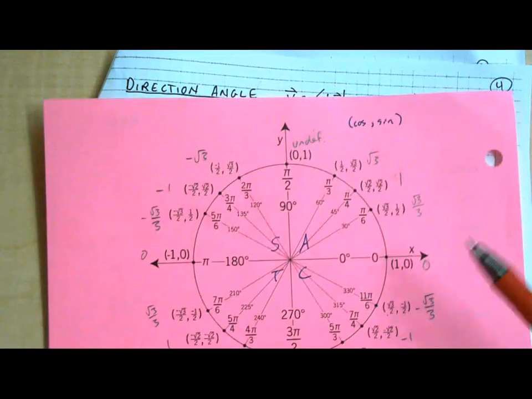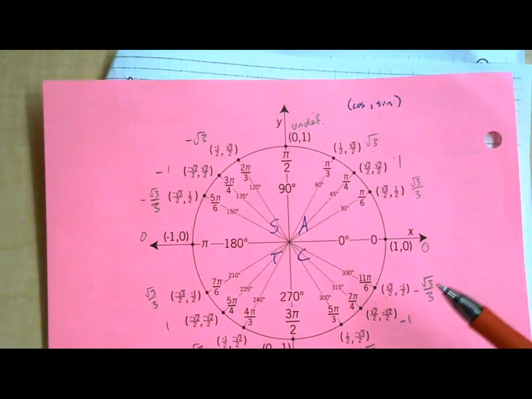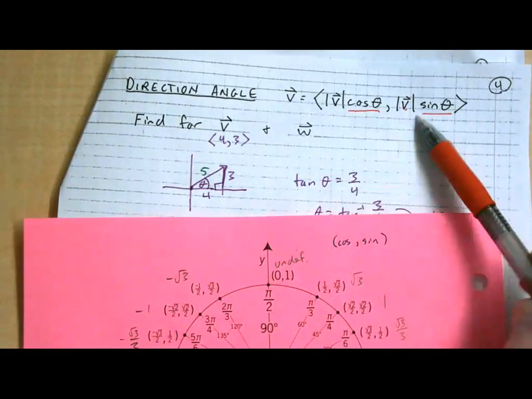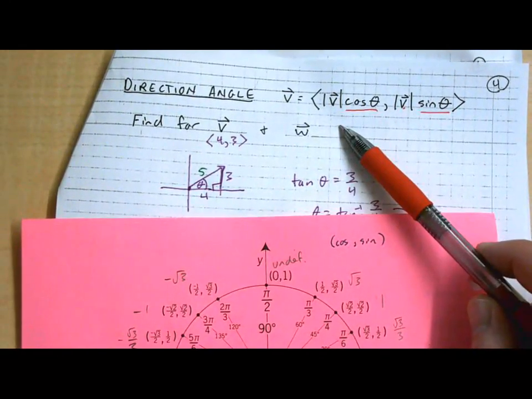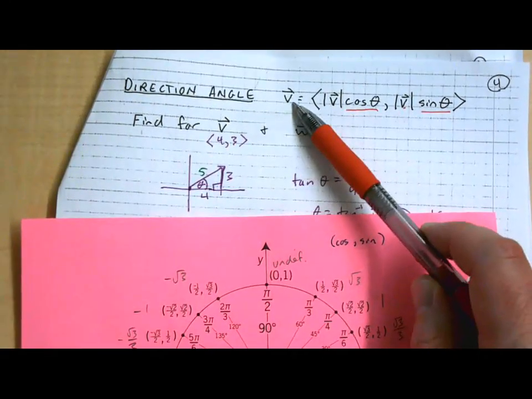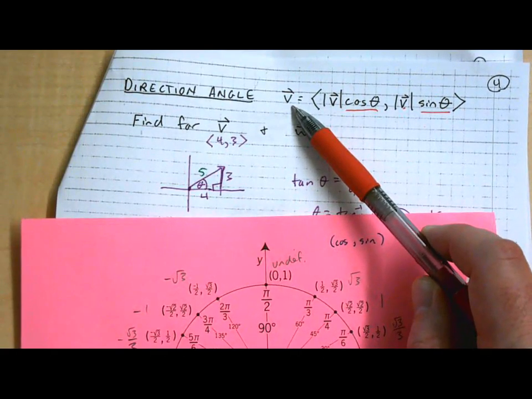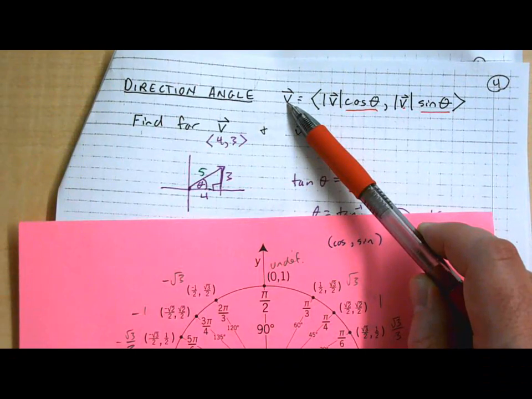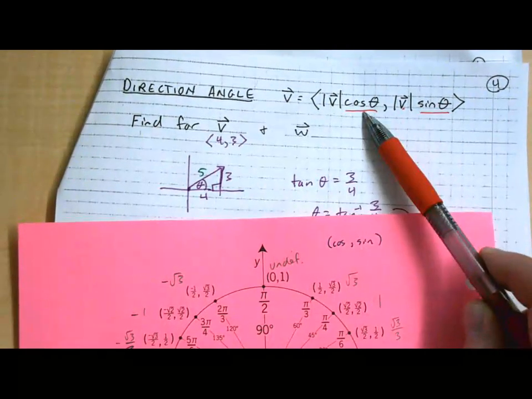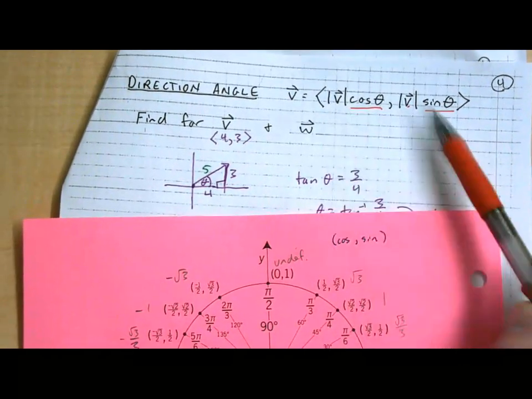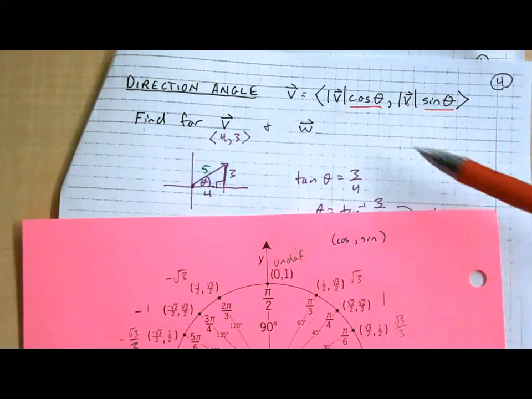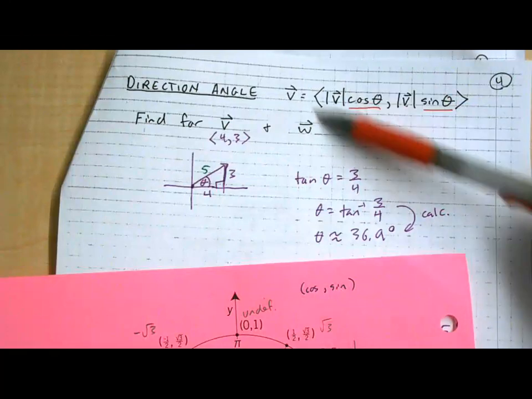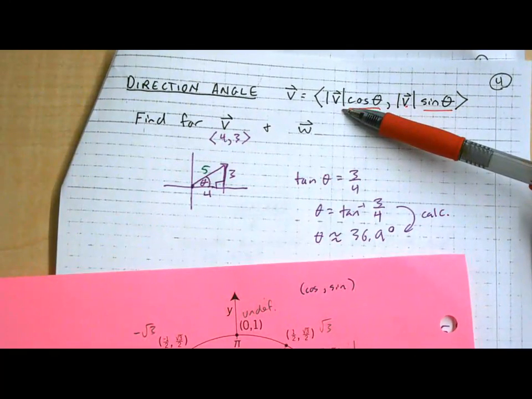Well, what if our vector isn't a unit vector? Well, we can just take the unit vector and multiply it by a magnitude. So let's say the magnitude of vector v is 5. If I found cosine of the angle and sine of the angle, then I could just multiply those two things times 5. The book finds the angle theta by taking one of these things and solving it.